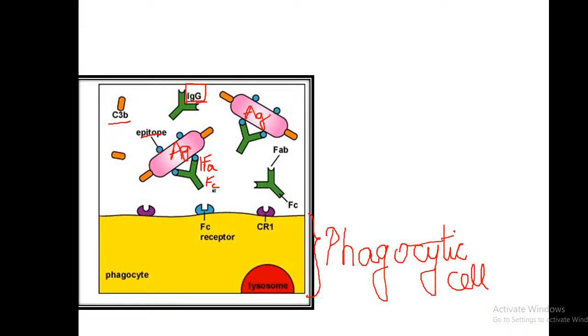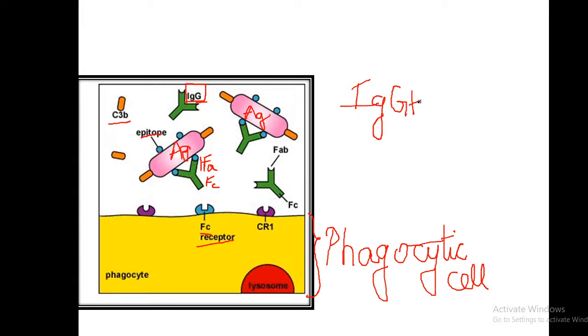FC, that is the constant region. That constant region can come and attach to this receptor. This is an FC receptor on the cell. A phagocytic cell is shown here in yellow color. A phagocytic cell has many receptors: CR1, CR2, there are many receptors. And this is the example which shows the interaction between IgG plus antigen.